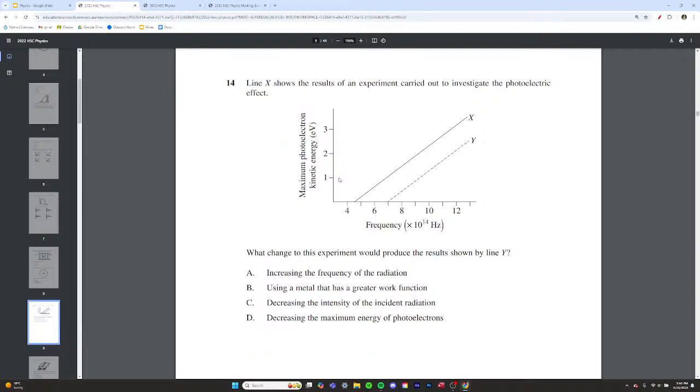Which change to the experiment will produce the results shown by line Y? Increasing the frequency of radiation, using a metal that has a greater work function, decreasing the intensity of the incident radiation, decreasing the maximum energy of the work function. I have no idea.